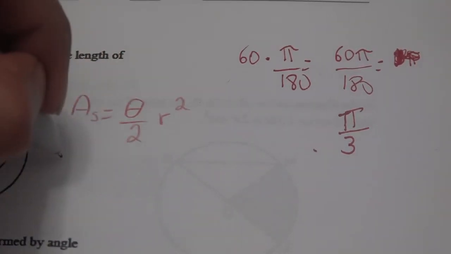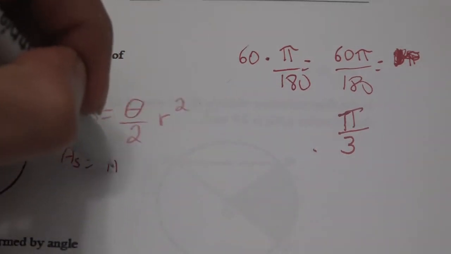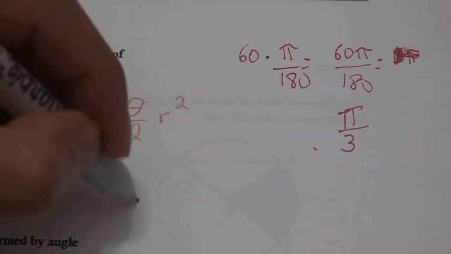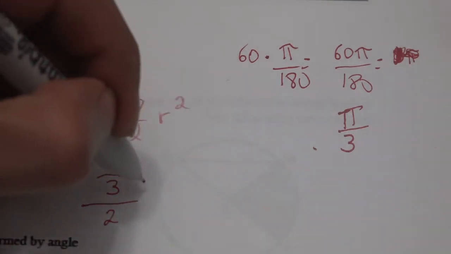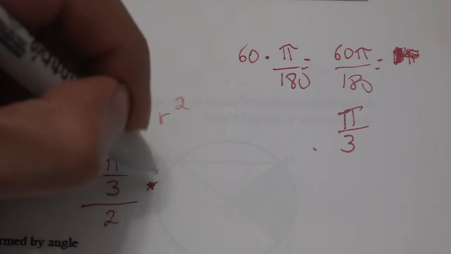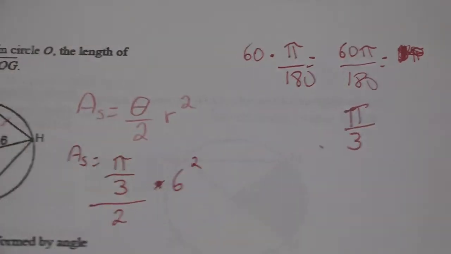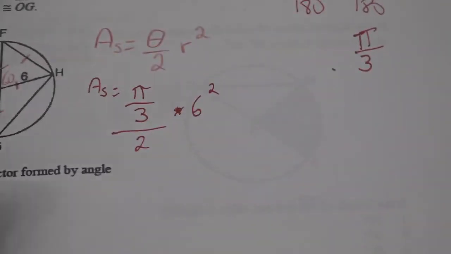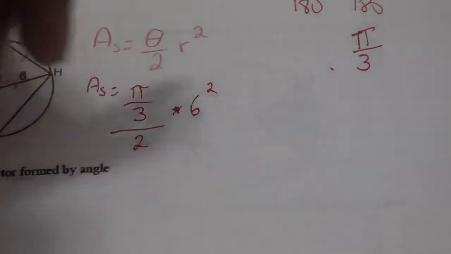So the area of the sector is the angle pi over 3, divided by 2, times the radius squared, which is 6 squared. The radius is 6. We know that. Now, how do I divide these two? Well, you could either put it on the calculator or realize something, but this is just a technique that I'm using. I'm going to show you the other technique, okay?